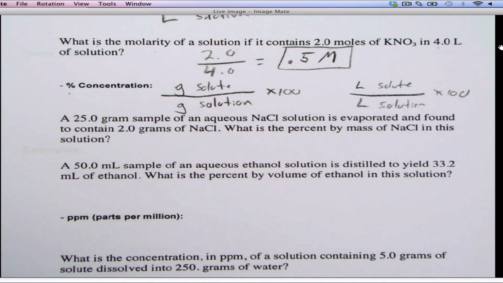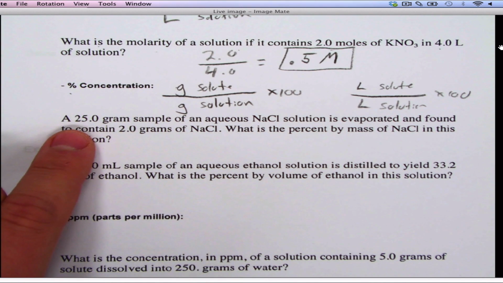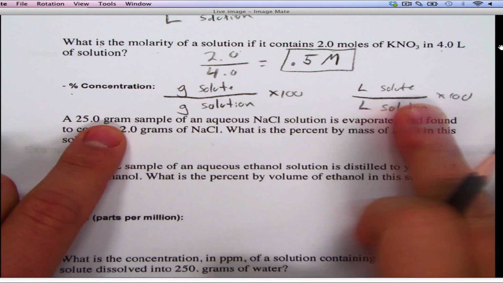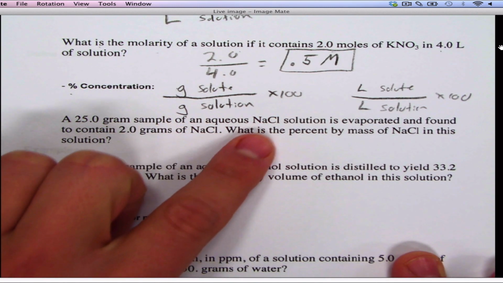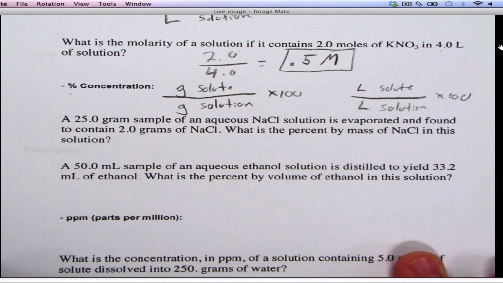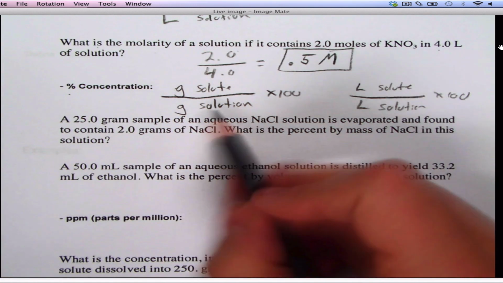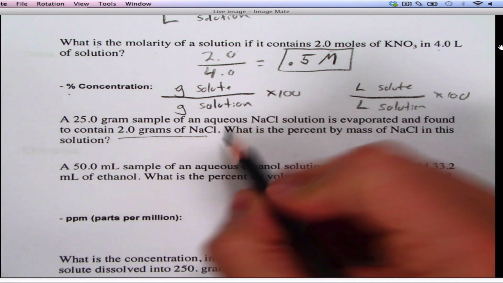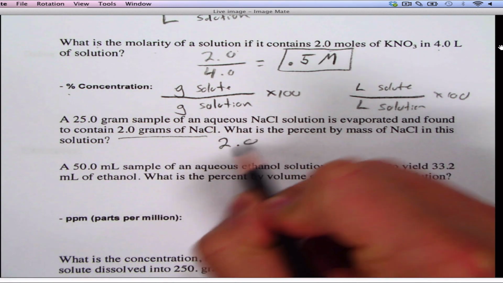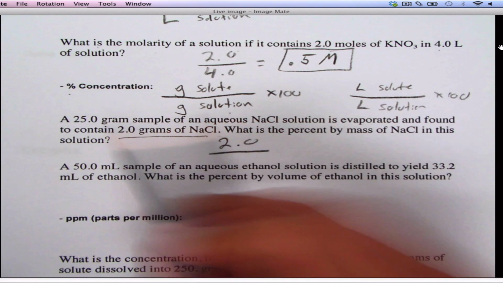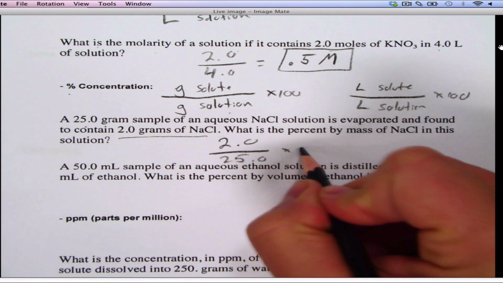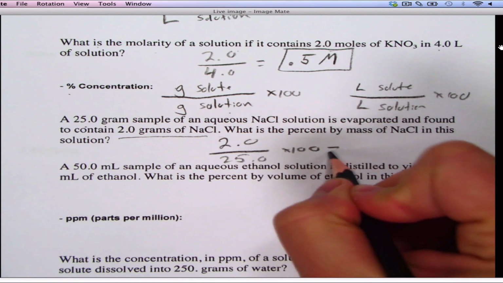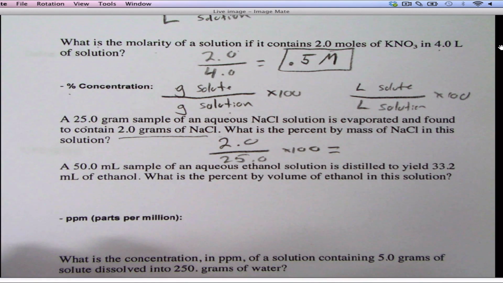So let's check out a sample problem using these two formulas. A 25-gram sample of aqueous sodium chloride solution is evaporated and found to have 2 grams of sodium chloride. What is the percent by mass? Well, here's my solute, 2, over my solution, 25, times 100, and that's going to be my answer.